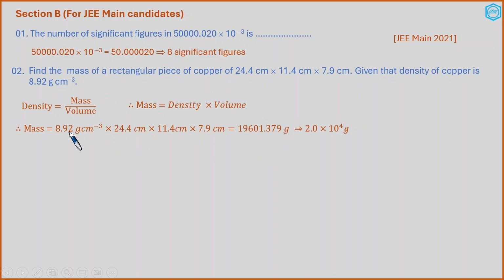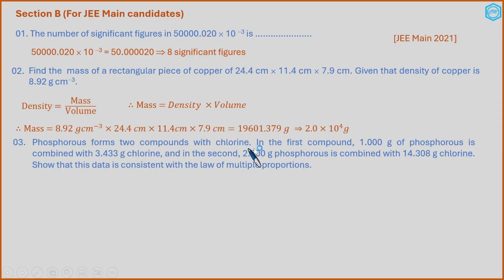Since here we have 3 significant figures, here 3, here 3, but here we have only 2, the answer should be in 2 significant figures. So when we write it in scientific notation, the number to be retained is 9 and the digit after it is greater than 5. So this becomes 2.0 into 10 raised to 4 gram.